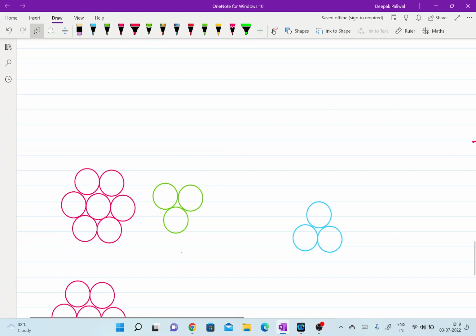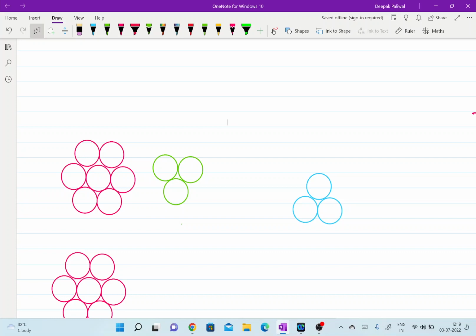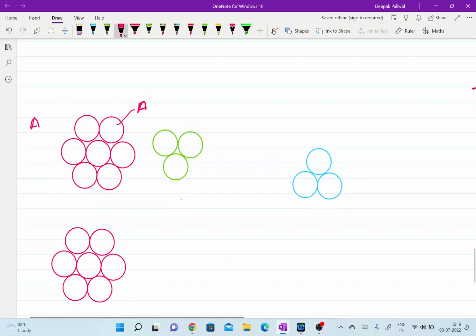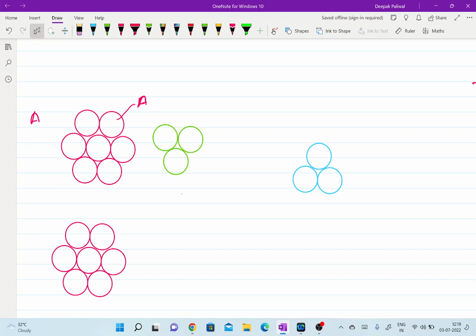So firstly, let me have a layer which I am calling the A layer. This is our A layer, and the atoms belonging to it I am calling A layer atoms. Now there are different ways in which I can put the other layers over this one. The very first simple way to put the atoms over the A layer is just over the center of each atom.